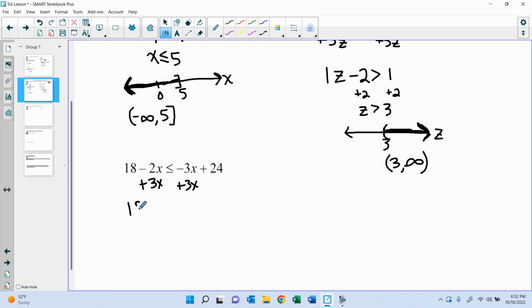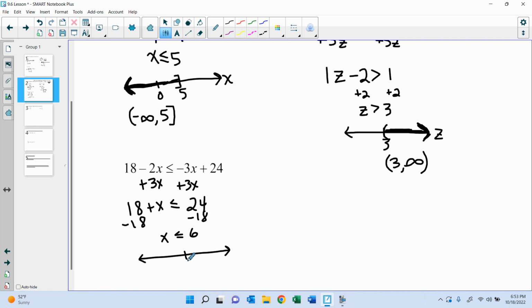So we're going to have 18 plus x less than or equal to, because negative 2x plus 3x is 1x. Negative 3x plus 3x is 0, so I just have 24 over here. And then you're going to keep doing your normal steps. You're going to subtract 18 from both sides. So that's going to give you x is less than or equal to 6. Then you're going to graph using a number line.